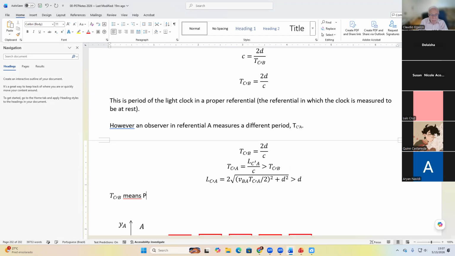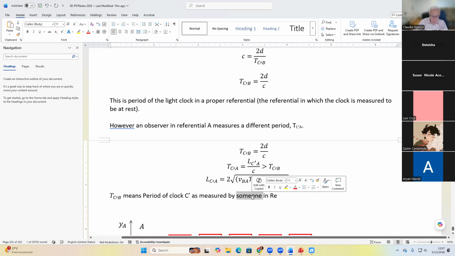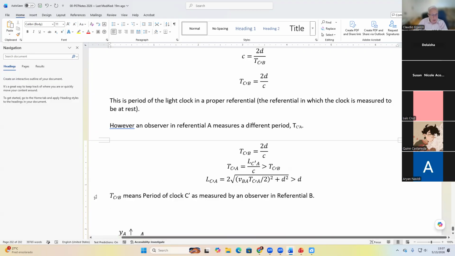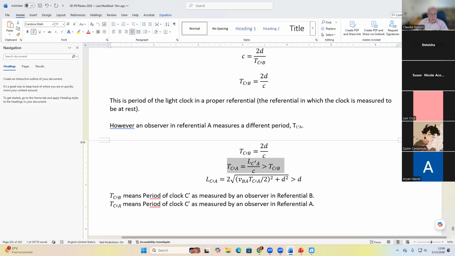Period of clock C prime as measured by an observer in referential B. And then we have something similar for the other one: period of clock as measured by an observer in referential A. Okay, so I'm going to plug this equation right in here, for LC prime, and let's see where we get.